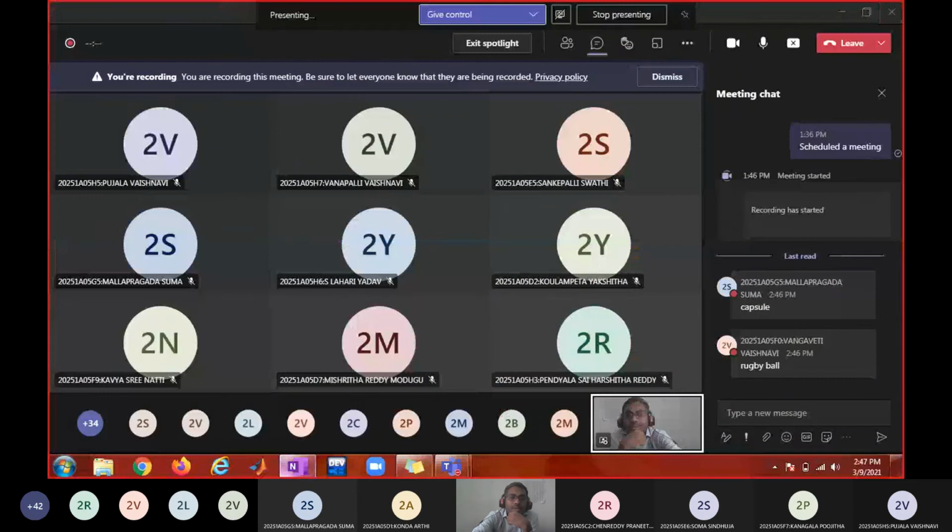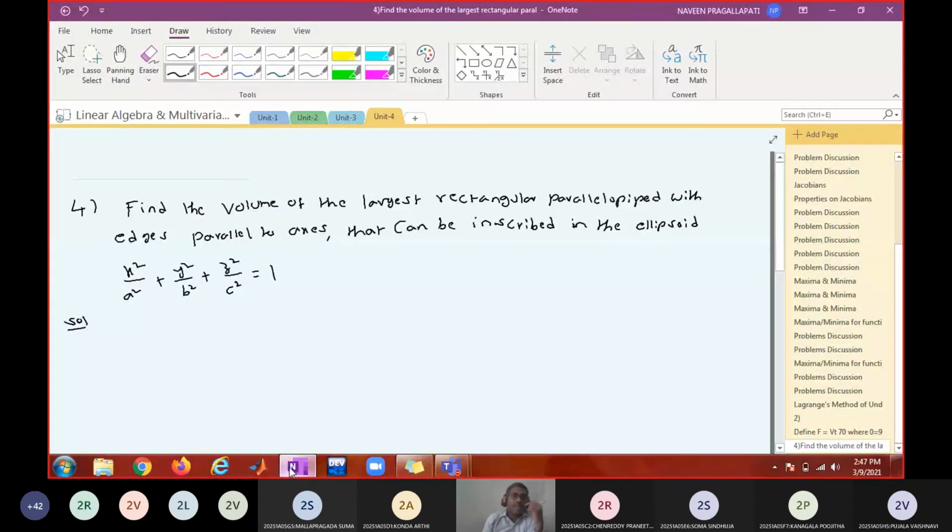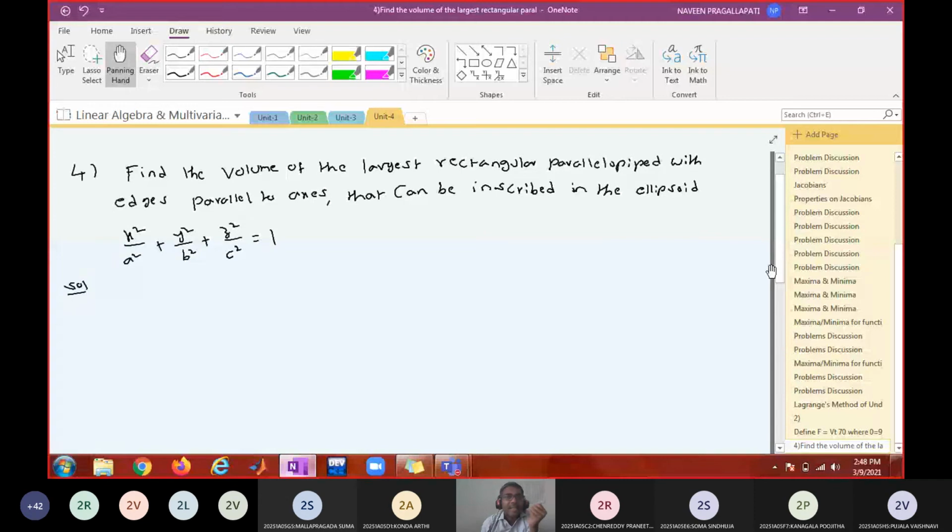So what is the problem? The problem is to find the volume of the largest rectangular parallelepiped with edges parallel to the axes that can be inscribed in the ellipsoid. So which one is inside? The rectangular parallelepiped is inside the ellipsoid, and having edges parallel to the axes, this is nothing but a cuboid only. So this cuboid has to be inscribed in the ellipsoid.